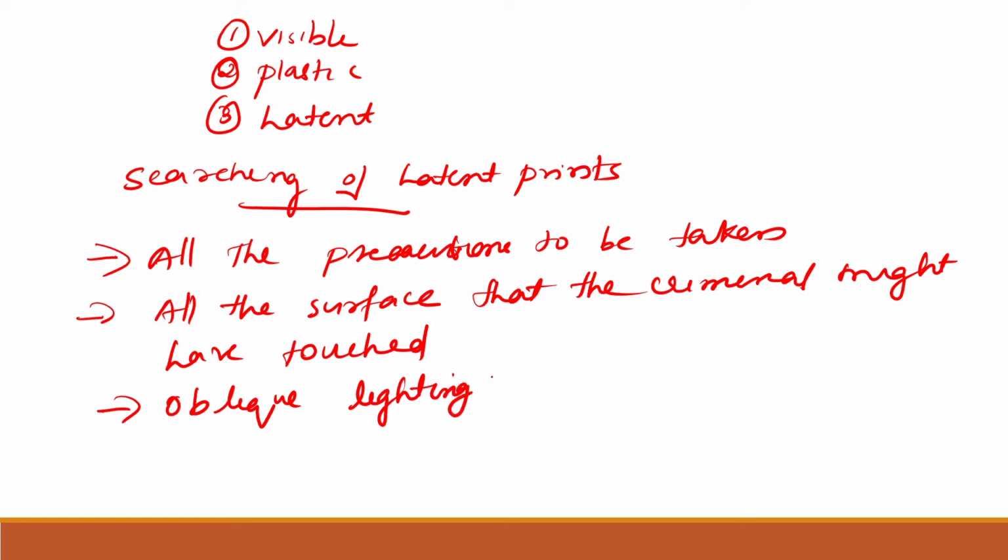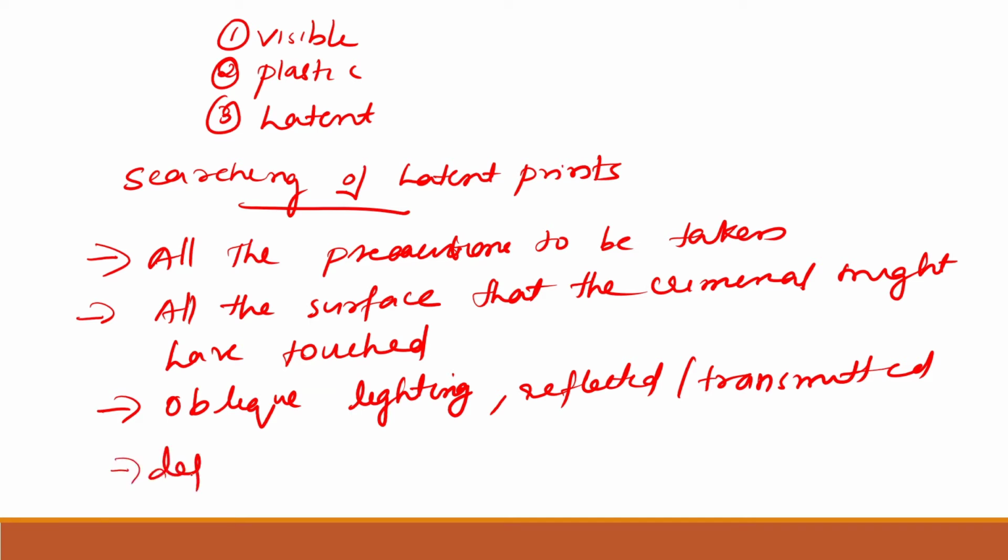oblique lighting for the searching of fingerprints, and some may show up under a reflected light or transmitted light. So you can use any of the lighting, and you can use many of the development methods if you are suspecting a fingerprint is there in this particular place.